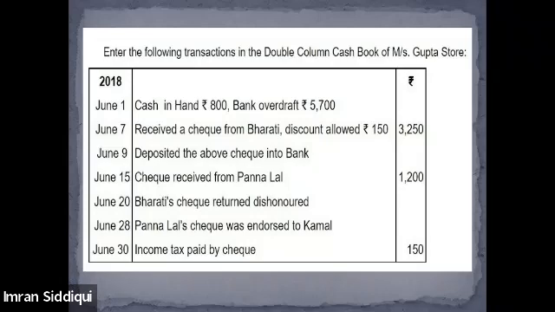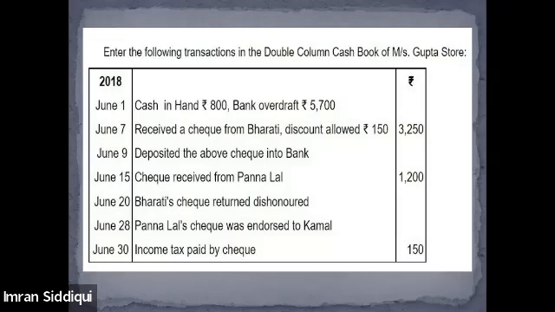All right, never mind. Based on the question that you asked regarding the check being dishonored, we have a question here. It says: enter the following transactions in the double column cash book of Messrs Gupta Store. On June 1, cash in hand was 800, bank overdraft was 5,700. Received a check from Bharti, discount allowed 150, and the amount of the check was 3250. Deposited the above check into the bank.